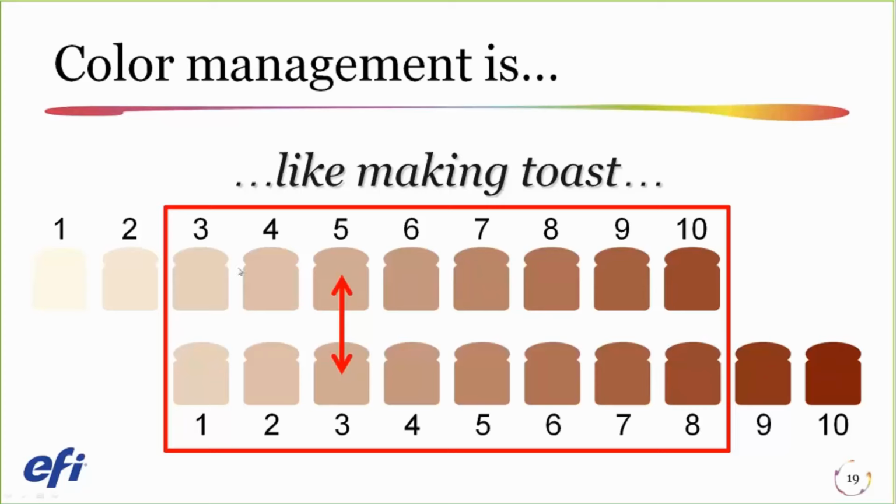Now, if we measured all of these slices of bread, or slices of toast, and stored the measurement, the density of the toast, if you will, in a file, and we did the same for my toaster, we might be able to set up some type of an automated system where when you ordered 5, it automatically set my toaster to level 3. These measurement files would be a profile of how the toaster reproduces the toast density.